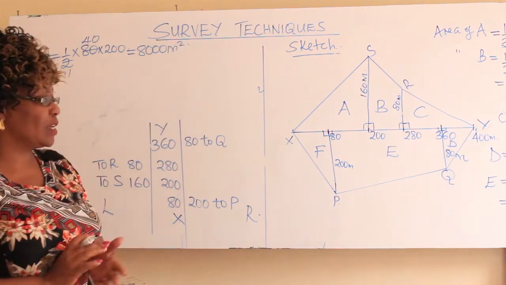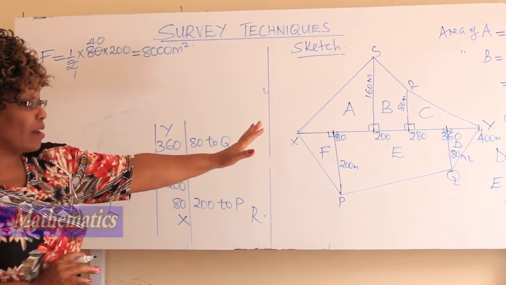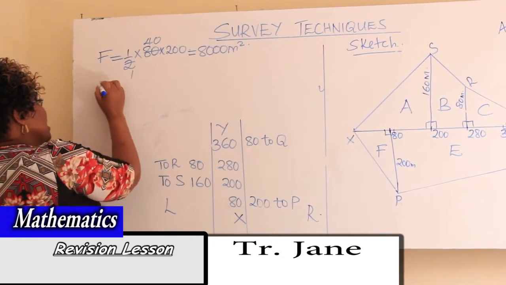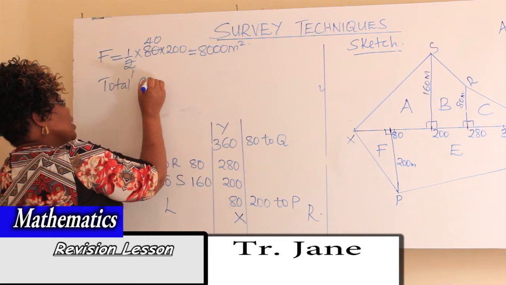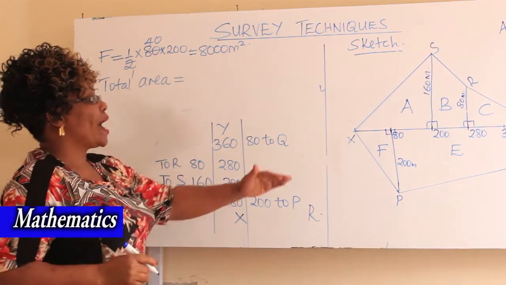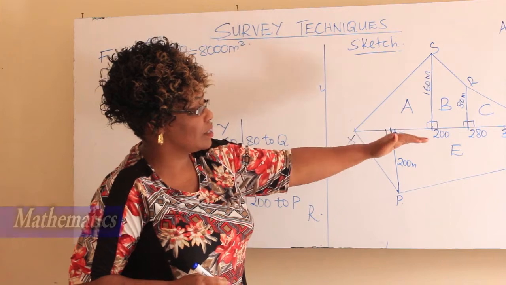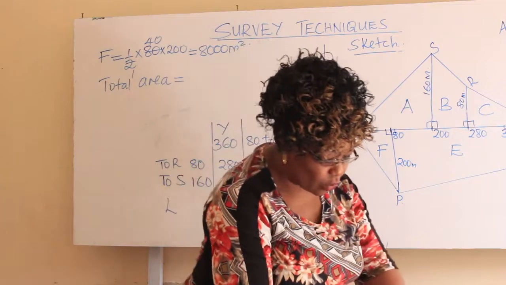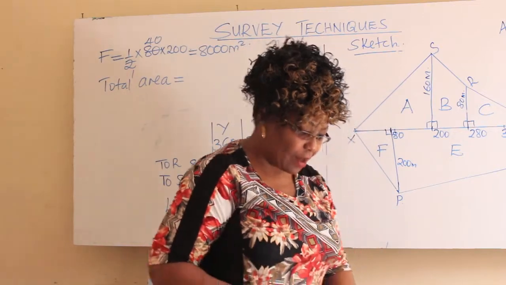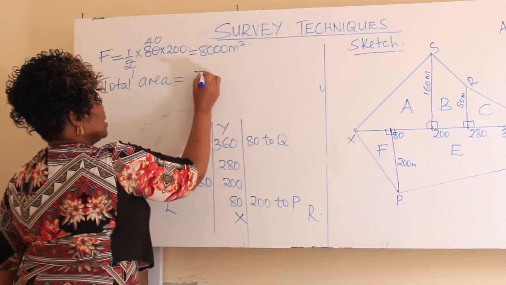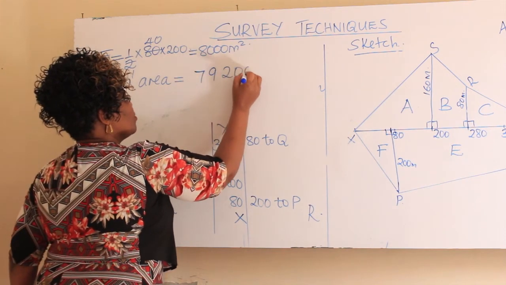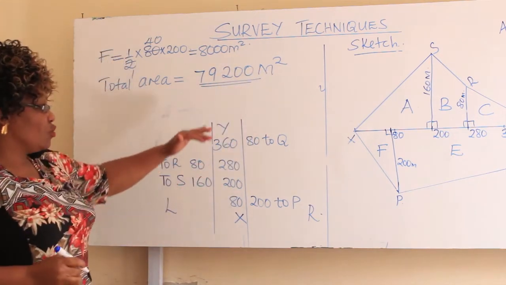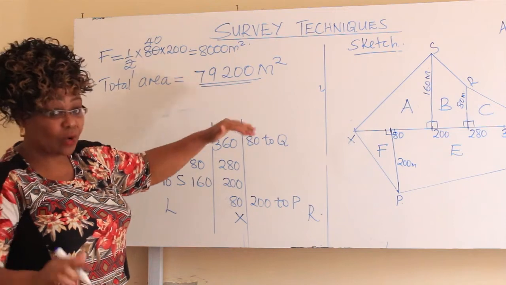We are through with calculating the area of those regular shaped figures. So from there, to get the total area of the piece of land, you add all those areas all the way up to F. And what should you get? You can use a calculator, and therefore you would get 79,200 meters squared. That is the total area. You need to show that working that you are adding.